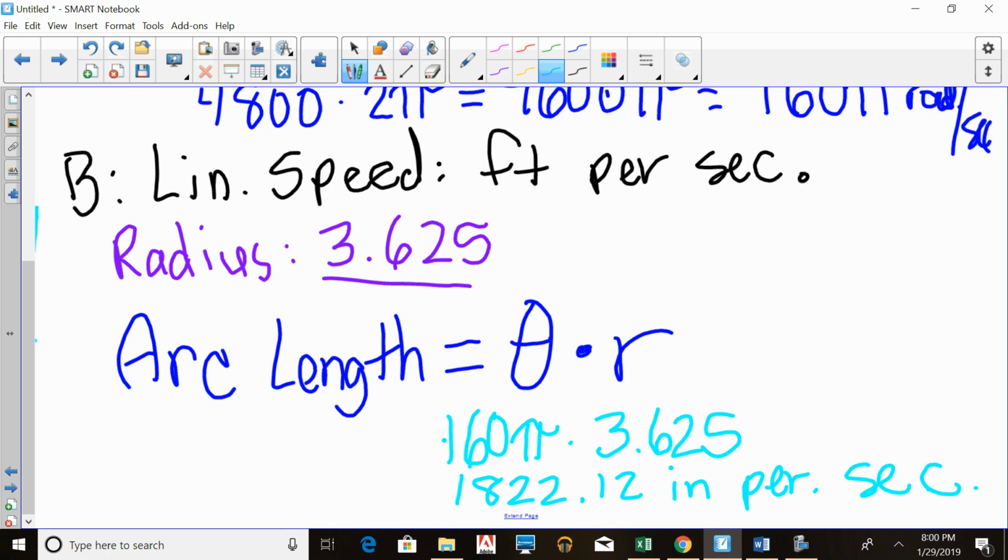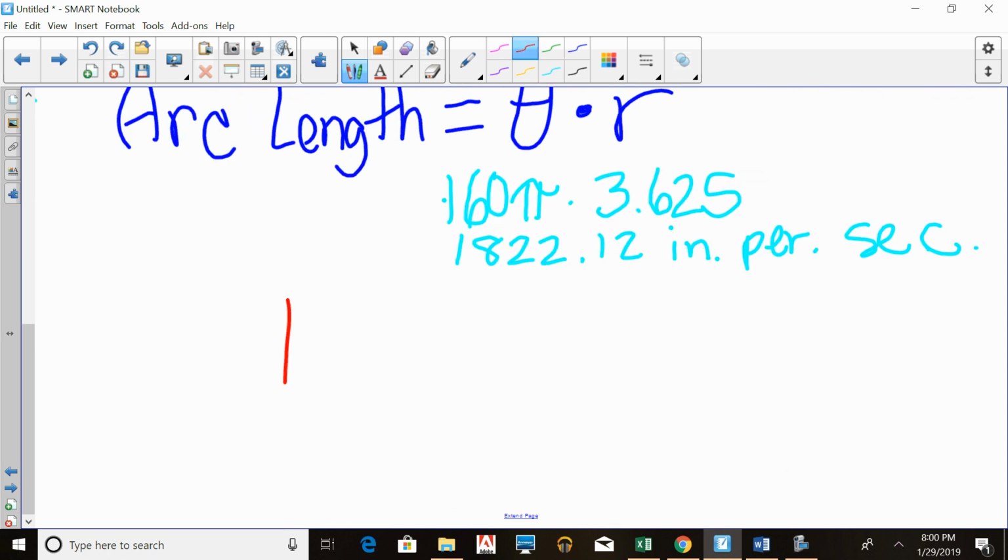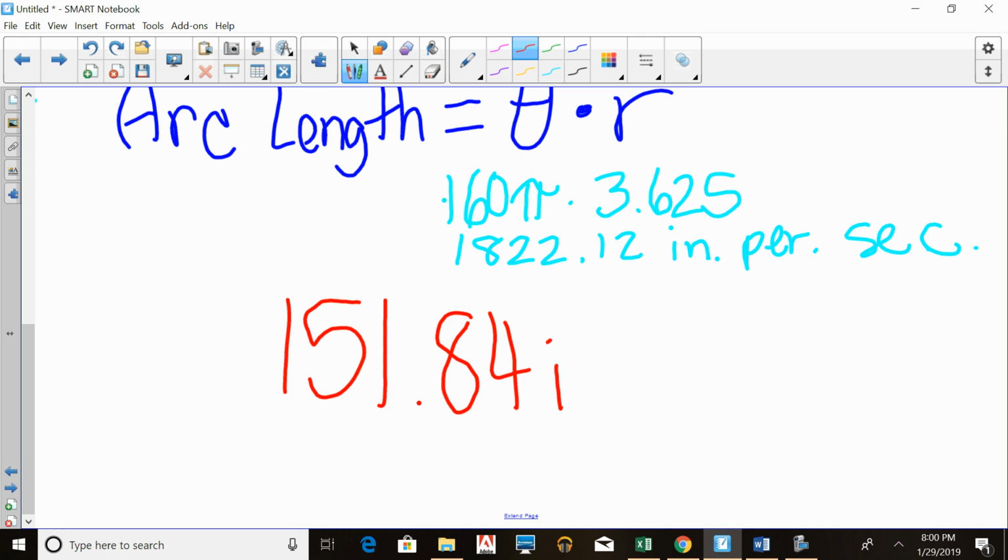But the question wanted feet per second. So we have inches per second. How many inches are in a foot? That would be 12. So we divide our 1822 number by 12 to get our final answer of 151.84 feet per second.